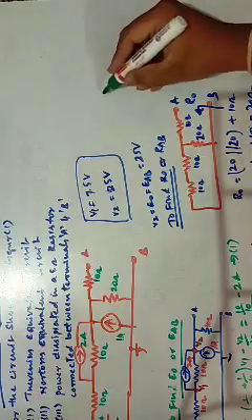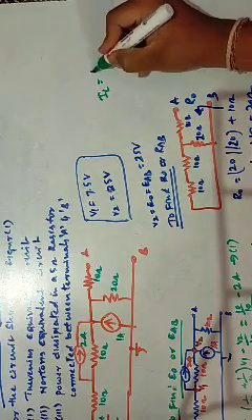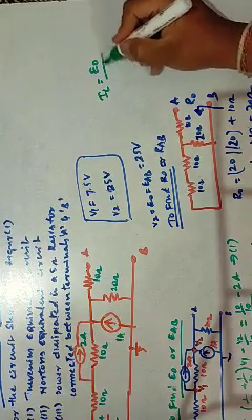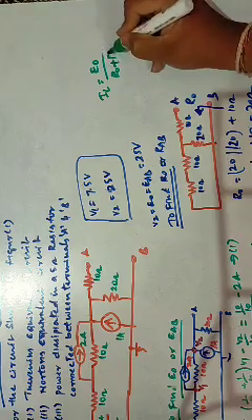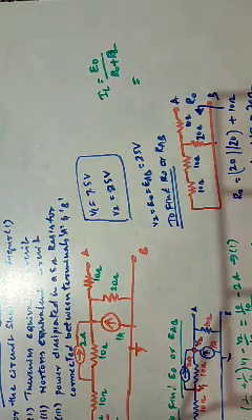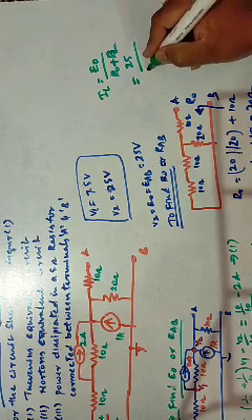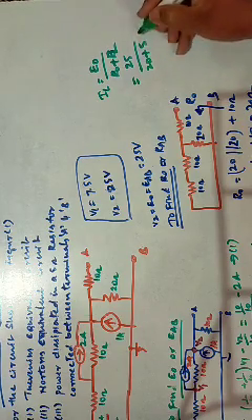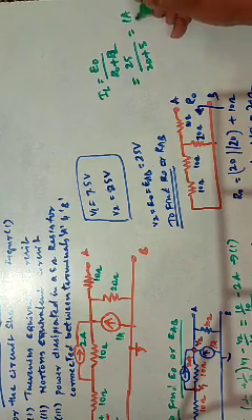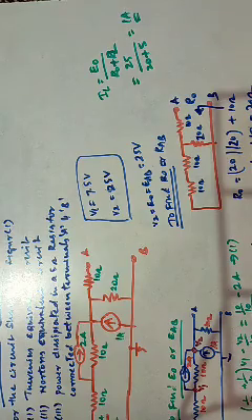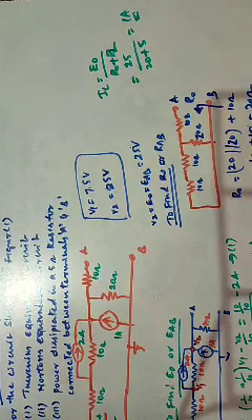We know the equation for IL. IL is equal to E naught divided by R naught plus RL. What is E naught? E naught is 25, R naught is 20, and RL is 5. So IL is equal to 1 ampere. IL is 1 ampere.